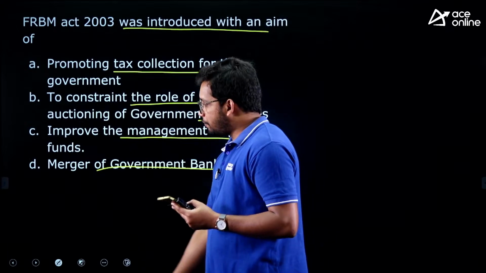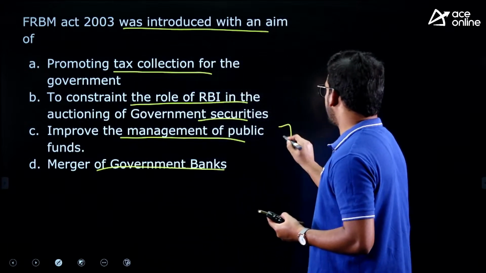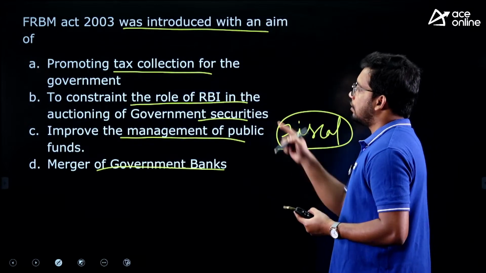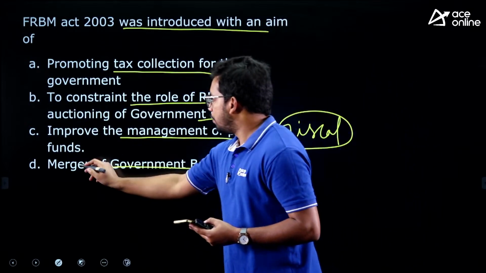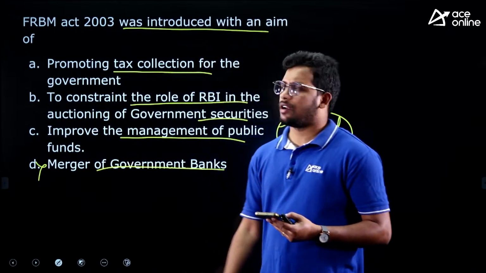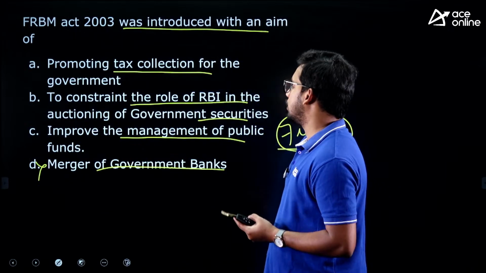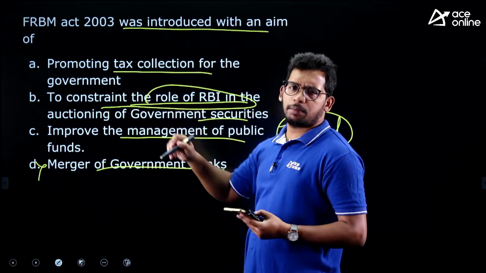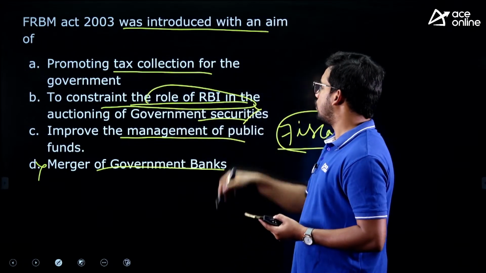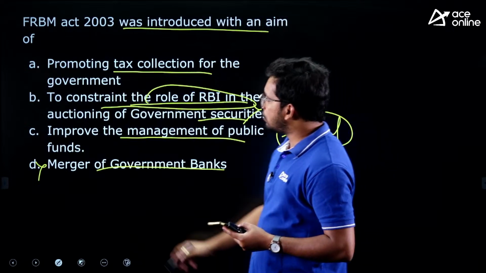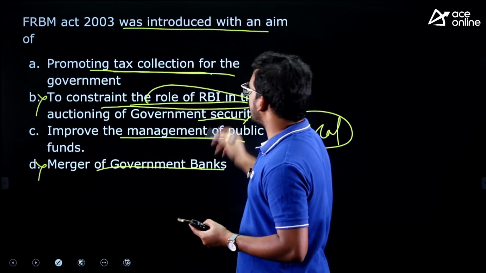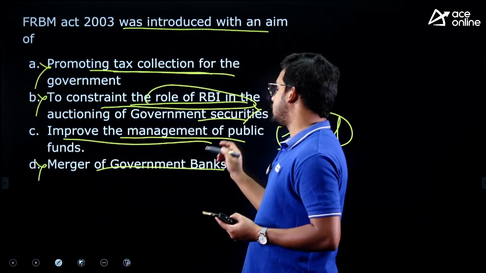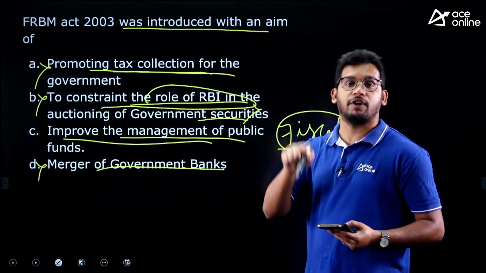So you can eliminate. Fiscal means government management, right? So merger of banks is not related to the government, not related to that particular act. Now constrained RBI. No, fiscal means not RBI. It is not related to government securities also. B is also eliminated. Promoting tax collection for government. No, this is also wrong. Answer is C. Improve management of public funds.